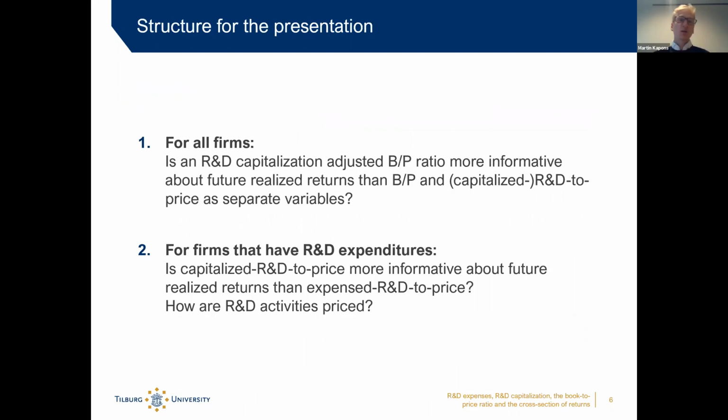Now, to outline the structure for the presentation, I will first look at the entire cross-section of firms, meaning those with and without R&D expenditures, to speak to the question whether the R&D capitalization adjusted book to price ratio is more informative about future realized returns than the unadjusted book to price ratio and R&D to price as separate variables. I will then speak to the subset of firms that actually have R&D expenditures and speak to whether a capitalized R&D to price ratio is more informative about future realized returns than expensed R&D to price. And finally, speak also to the point how R&D activities might actually be priced by the market.